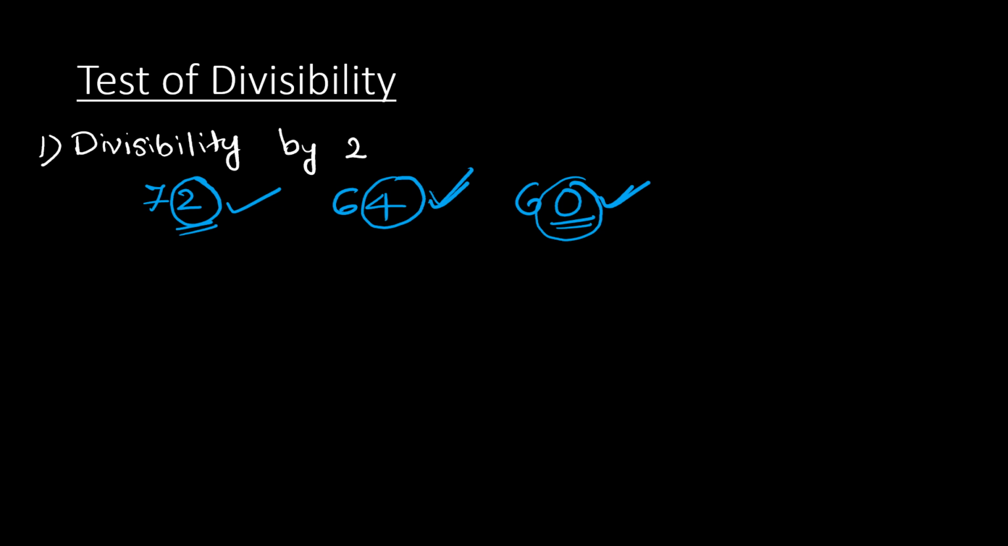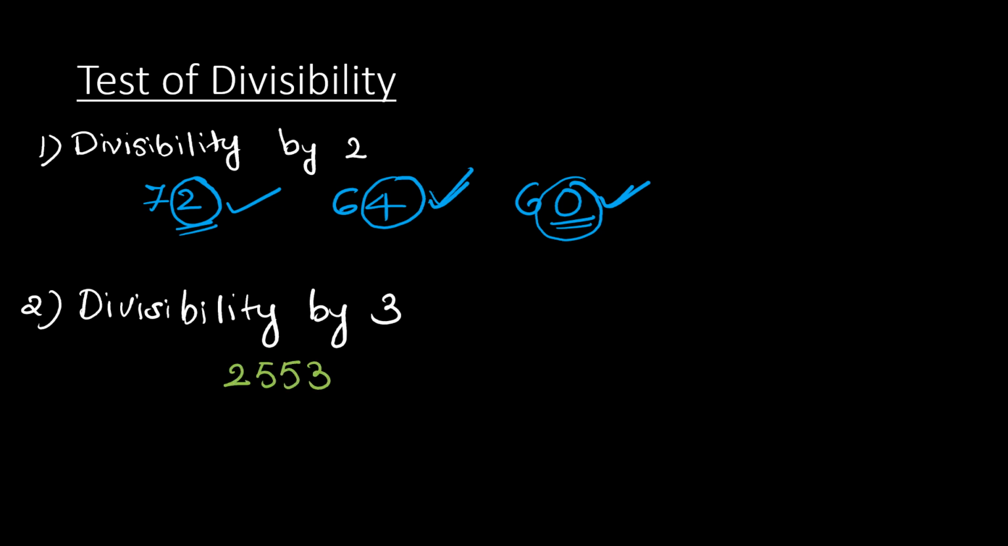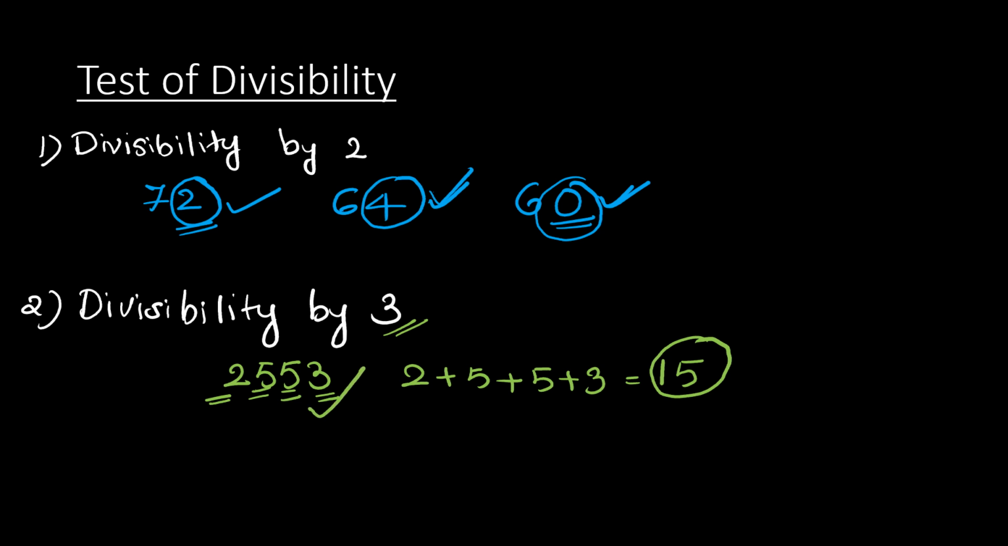Next is divisibility by 3. Again, we'll take a number. Let's take 2553. Now here add all these digits, that is 2 plus 5 plus 5 plus 3. We get 15. Now see if this number is divisible by 3. Okay, 15 is divisible by 3. We know that 15 is divisible by 3. Therefore, this number 2553 is also divisible by 3.